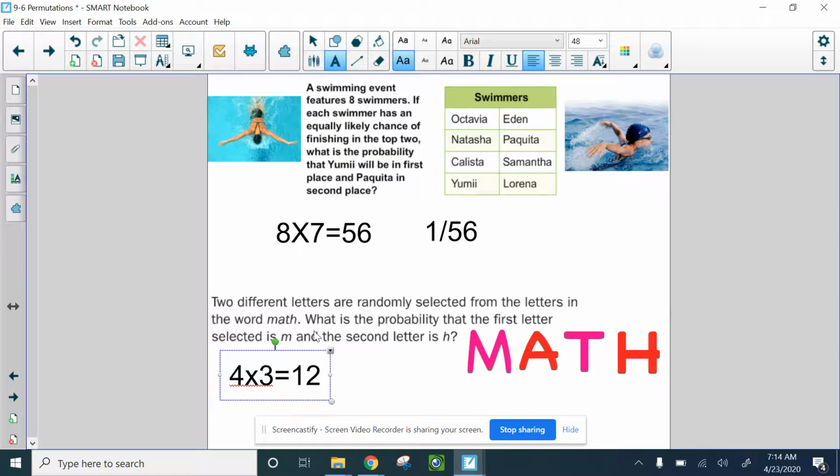So I want to know what is the probability that M is selected and then H. Well, there's only one way that M and H could be selected, so my probability would be 1 out of 12. Most of the time, it's just 1 out of the total number of outcomes you're seeing here with the probability.